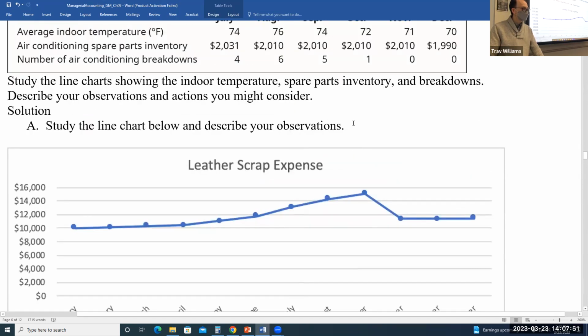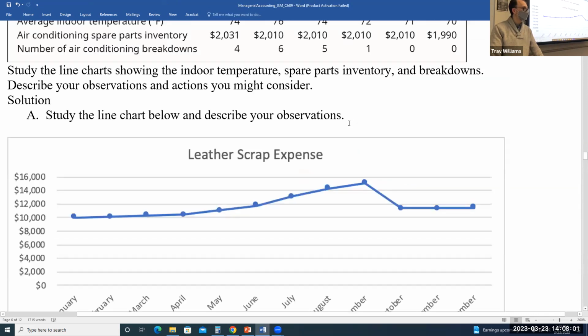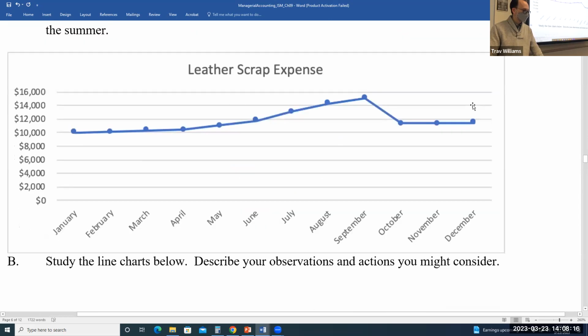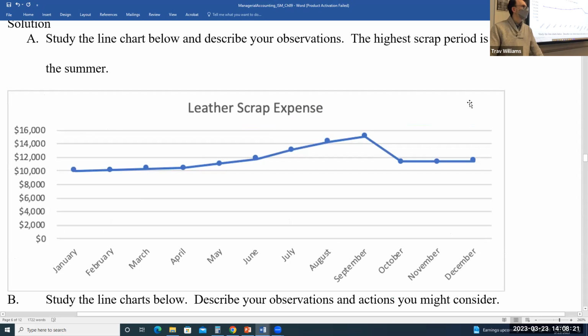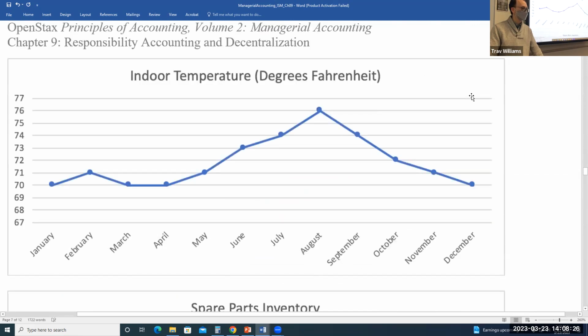Oh, we're supposed to describe our observations. Okay. Is that where I'm supposed to put it? Yeah, I'll just type it right there. So our observation is the highest scrap period is the summer. Okay. And then we will move on and look at the other charts here.